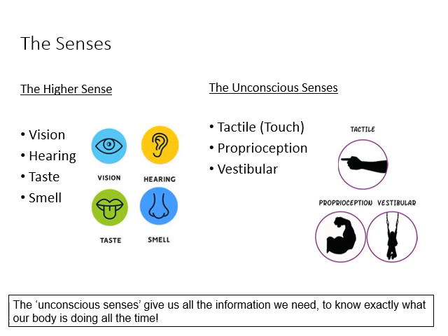On the right-hand side, we have the unconscious senses. These give us all the information we need to know exactly what our body is doing all the time. We'll explore these in more detail in the next few slides.